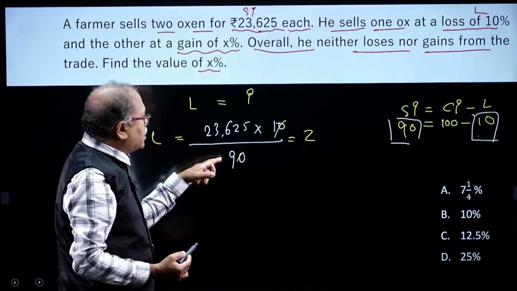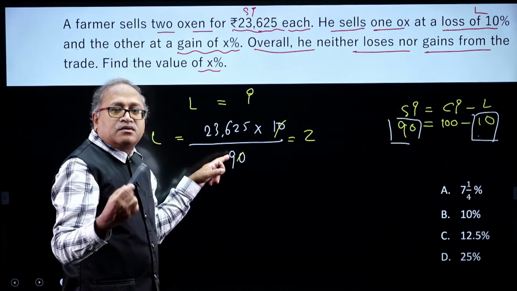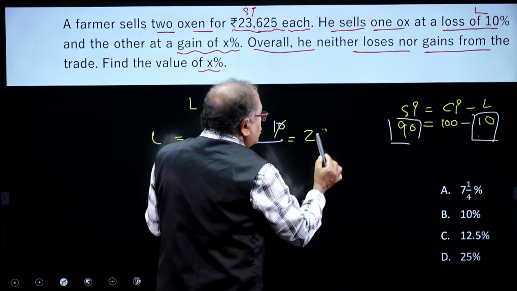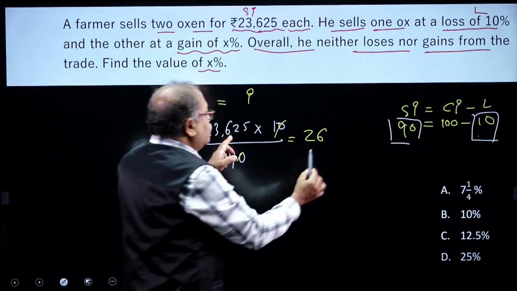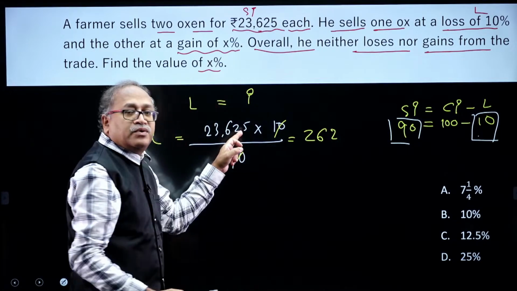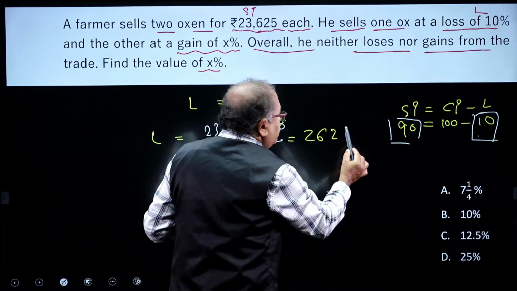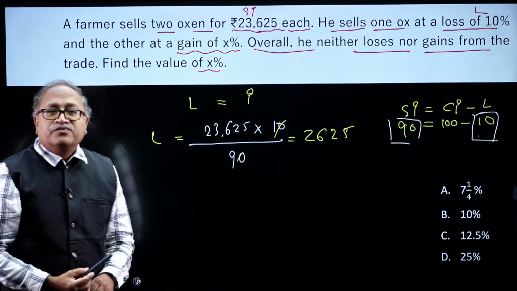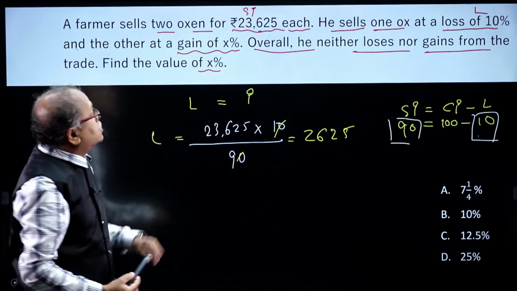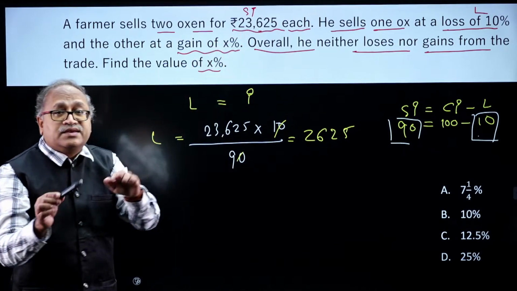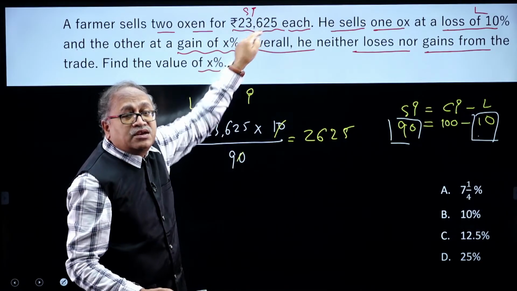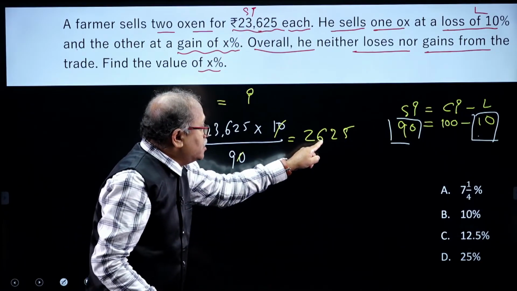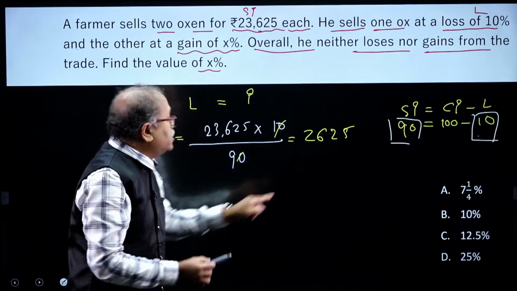So, 9 6 is 54, I am left with 2 over here, 22. 9 2s are 18, I am left with 4 over here, 45. 9 5s are 45, we got the loss. So, by selling, I will go for the second case. By selling for rupees 23,625, you are losing 2,625.